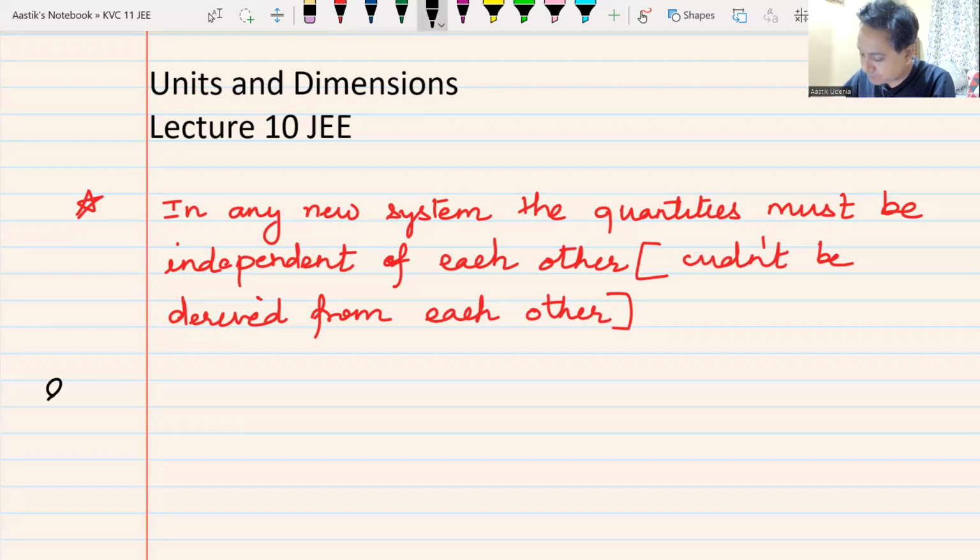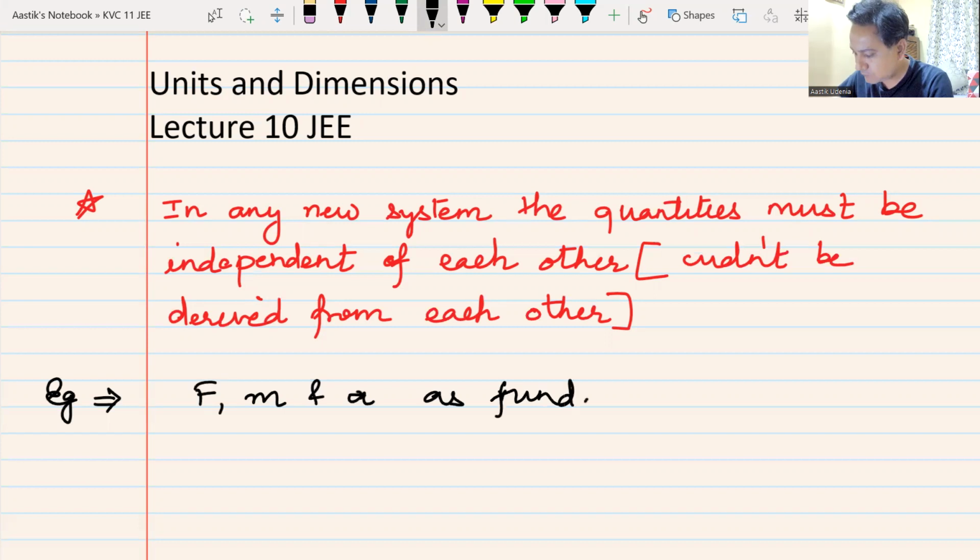Let us see it with an example. If I create a system with 3 fundamental quantities, and I use F, M, and A as my fundamental quantities. What does F stand for?